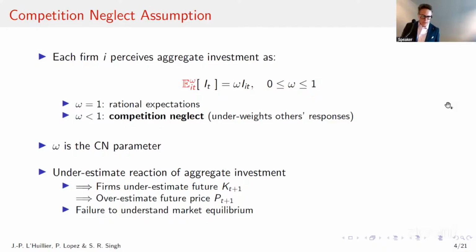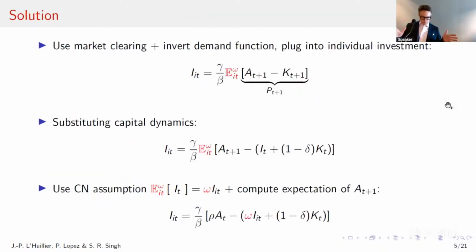Yeah. So okay, to get a solution, you use market clearing, you invert the demand function, and you plug that into the individual investment. So this tells you investment today for firm i depends on its expectation of the future value of the demand shifter minus the capital stock. Okay, you substitute in the capital dynamics, you get the equation in the middle.